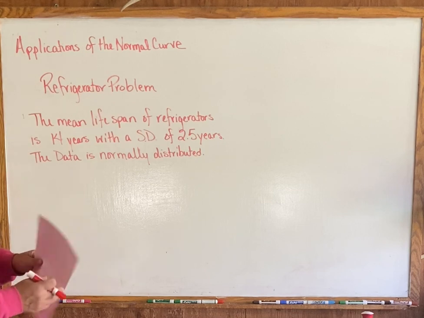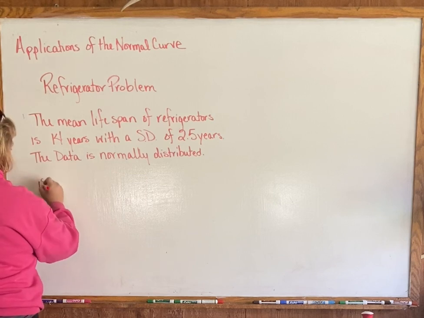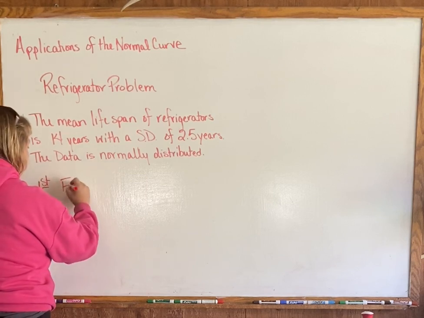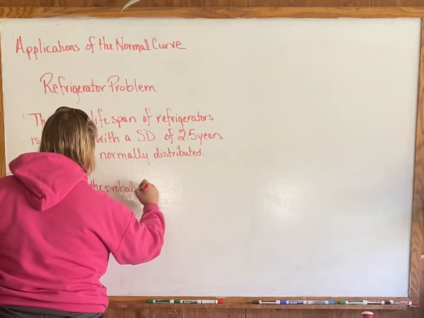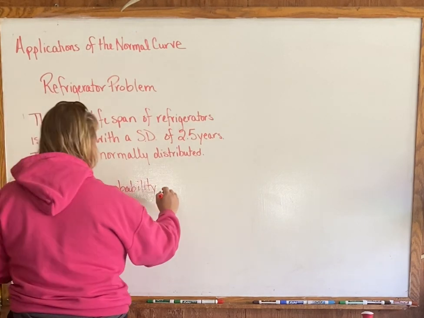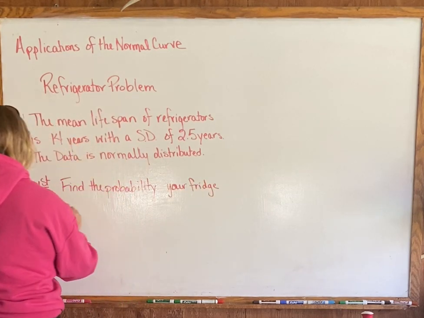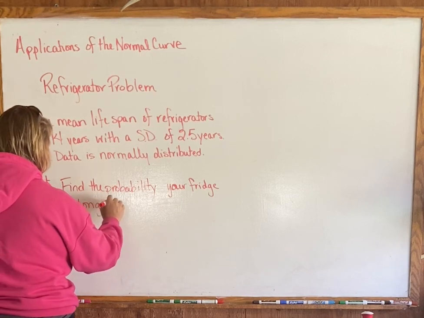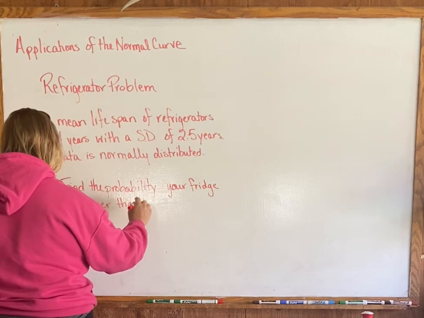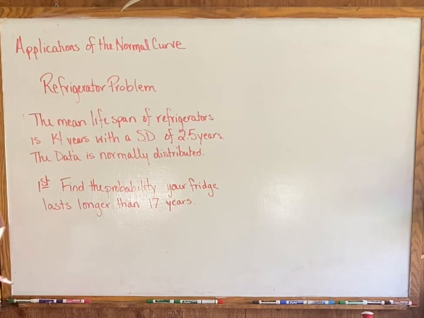So I'm going to ask you a number of questions that deal with this guy. So first here, we want to find the probability your fridge lasts longer than 17 years. Okay, so find the probability your fridge lasts longer than 17 years.